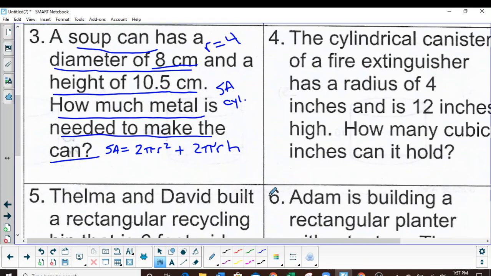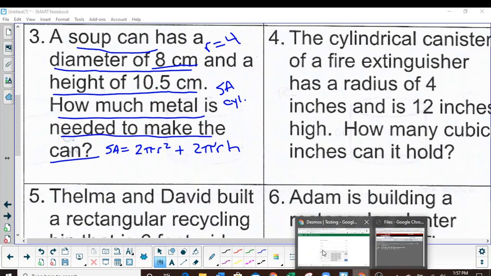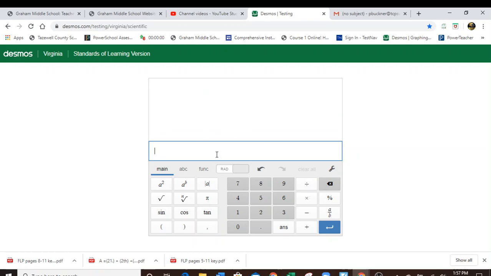Alright, let's go to Desmos to throw all this in. My formula first, okay? Surface area of a cylinder, let's go 2 times 3.14 r squared plus 2 times 3.14 RH. Okay? Let's hit enter. We said that the radius was 4. And my height was 10.5. There it is, 364.24.